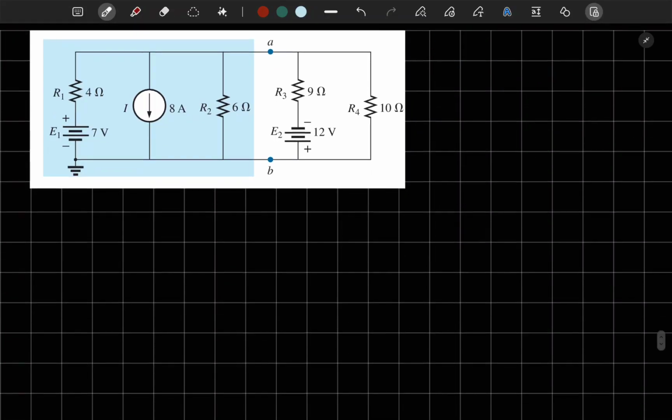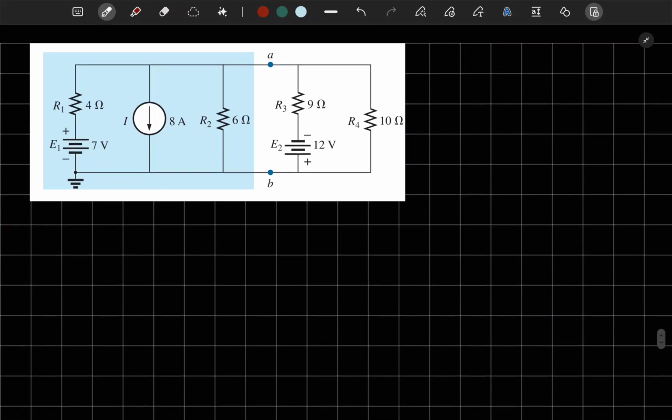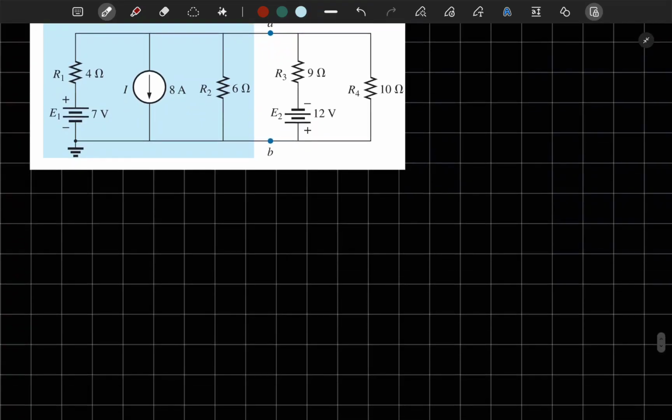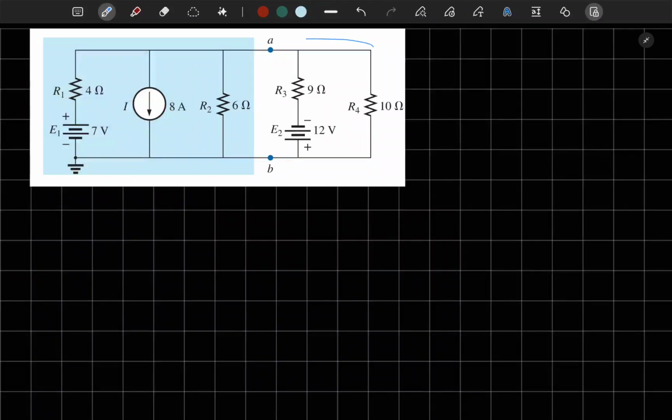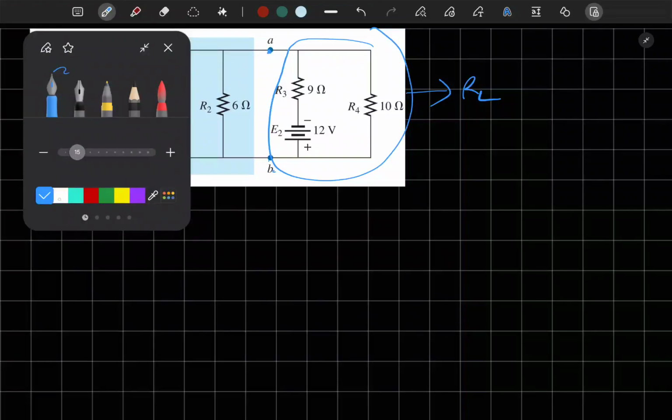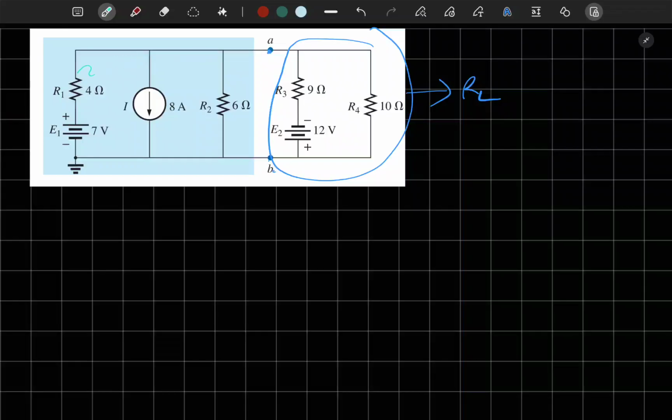Now let's do one more example. Now this circuit looks positively scary, but it's not really scary, because all of this is just RL, because it's after the terminal and outside the shaded area. And we have to apply Thevenin only here, across these parts.